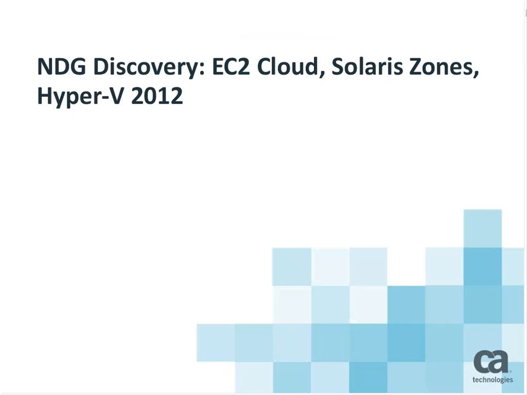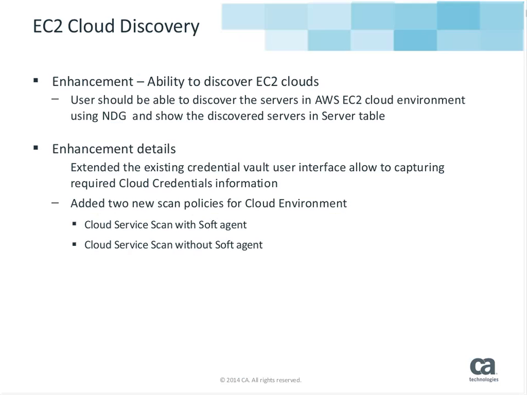So let's start here. I'm going to go ahead and discuss what we have. One of our enhancements that was brought up, because we have a diverse group that exists out there in terms of compliance management and server management, is the capability to discover EC2 clouds. So we want to focus on this enhancement. We want the user to be able to discover the servers in the Amazon EC2 Cloud environment using NDG and show the discovered servers in the server table. So we want to bring that in just like you would do with a standard Windows 2012, 2008, or a Linux server, and so forth. We want you to have that capability.